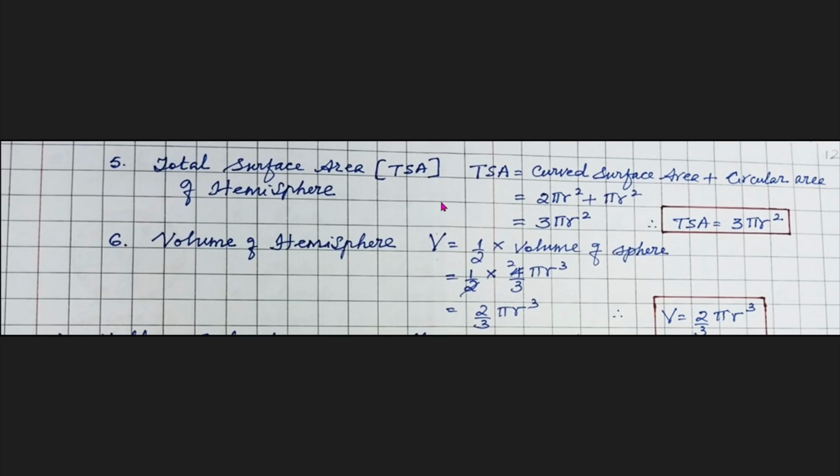The circular base of a hemisphere is pi r square. The curved surface area of a hemisphere is 2 pi r square, and the total surface area of a hemisphere is 3 pi r square, and the volume of a hemisphere is 2 by 3 pi r cube. Very important relations to remember.